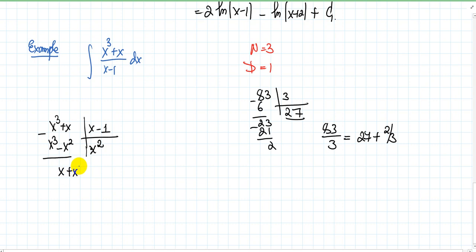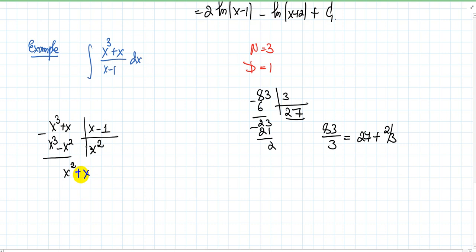x squared plus x, right? Or let me write this as x squared plus x, okay? So x squared plus x. Good? Now, can I divide x squared plus x by x minus 1? If the power of this polynomial is bigger, you can always divide them, okay? So if you divide this, then you need to get rid of the x squared, okay?